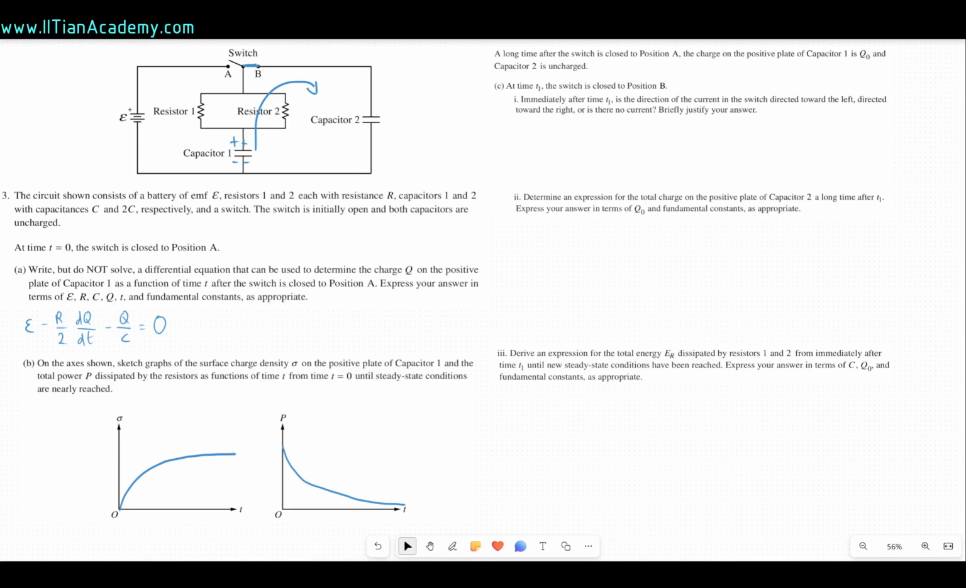So in part C, we are told that after a long time the switch has been in position A, we switch it to position B. And we're asked, immediately after we switch it to position B, in which way the current will flow.